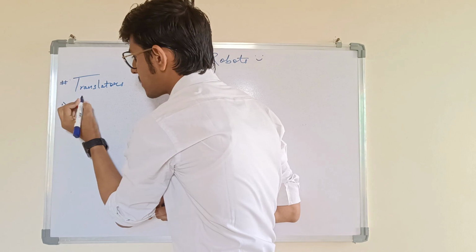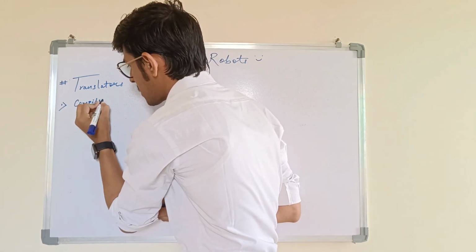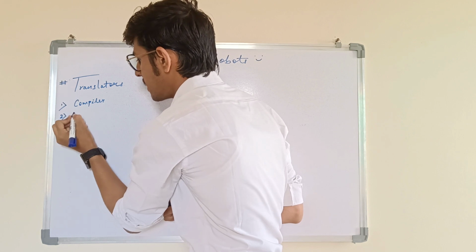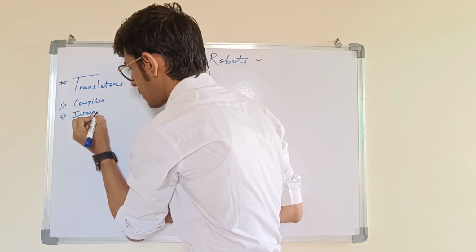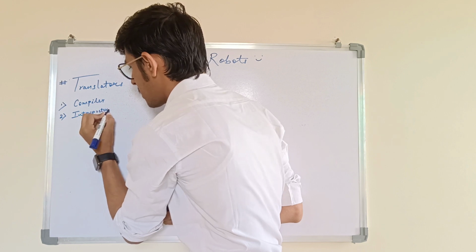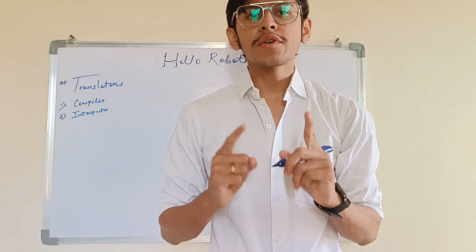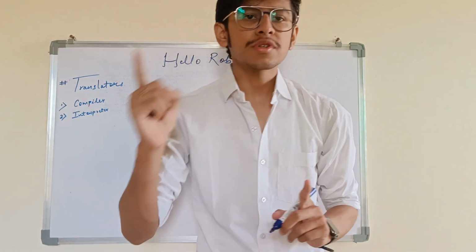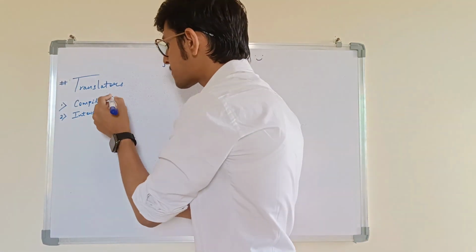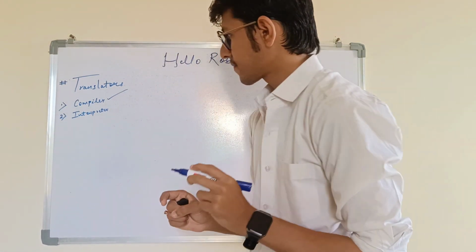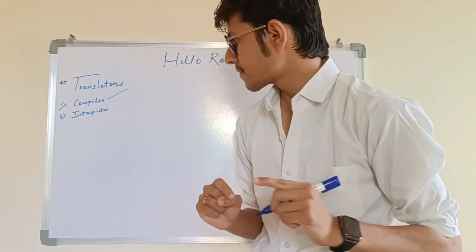First one is compiler and the other one is interpreter. These two are the translators which are used to translate our code from human language to machine code. Let's understand one by one. We'll just focus on compiler first. What is compiler? That we should understand first.